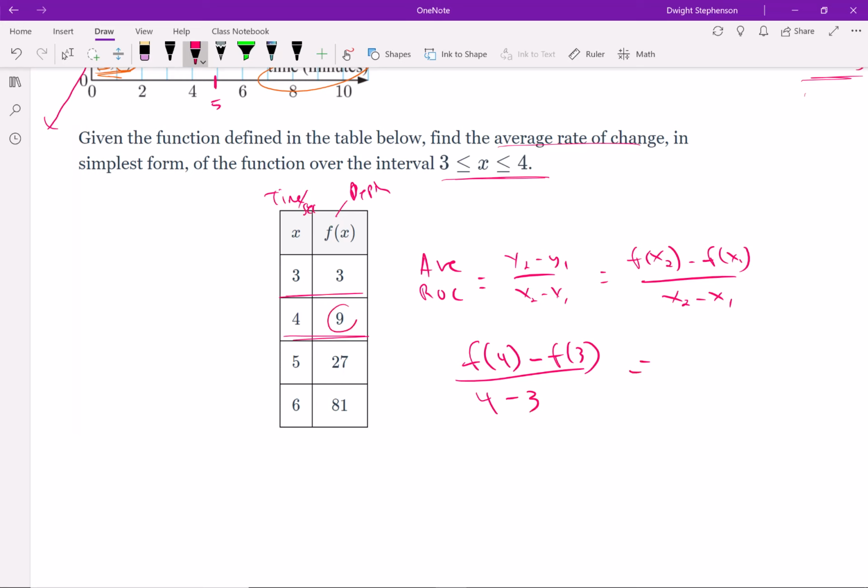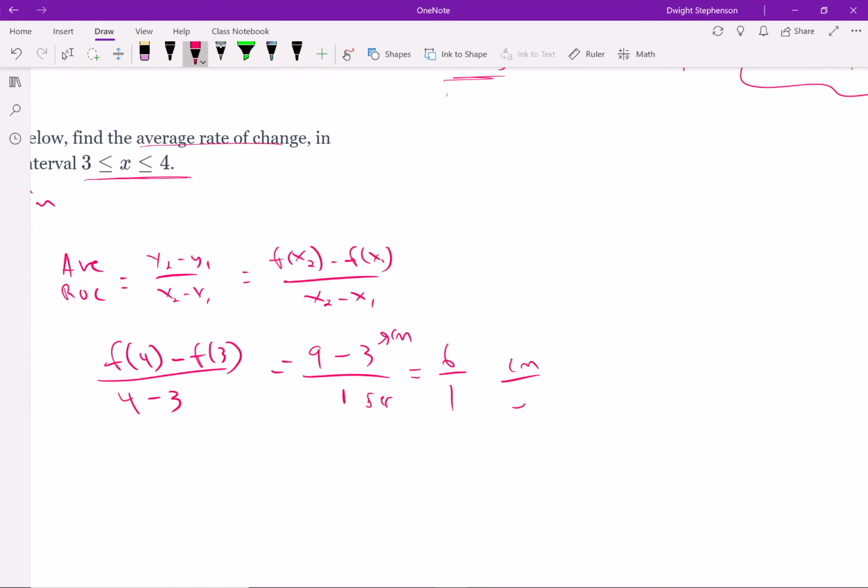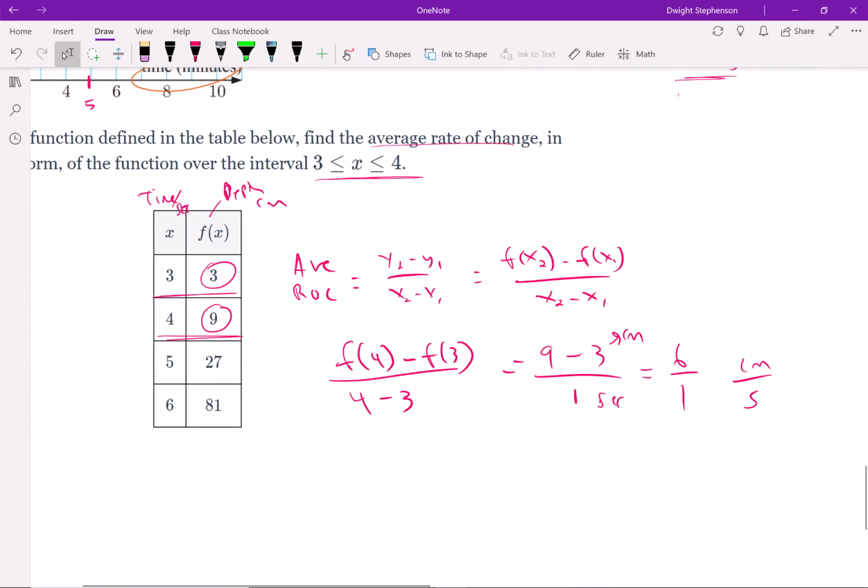f of 4 is 9, f of 3 is 3, and 4 minus 3 is 1, and so we get 6 over 1. Think about the units on this, right? These units were depth, let's say in centimeters, so this would be centimeters per second. And so when you get this 6, you're talking about centimeters per second, right? So the average rate of change is 6 centimeters per second between 3 and 4.